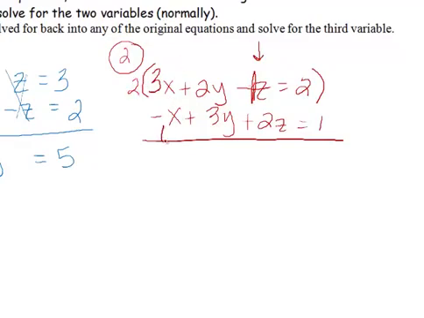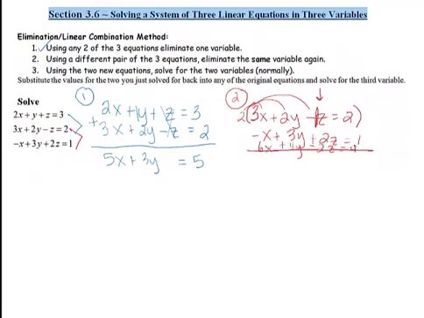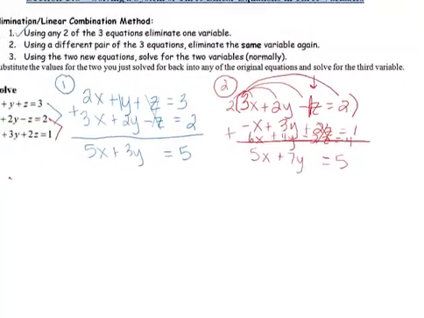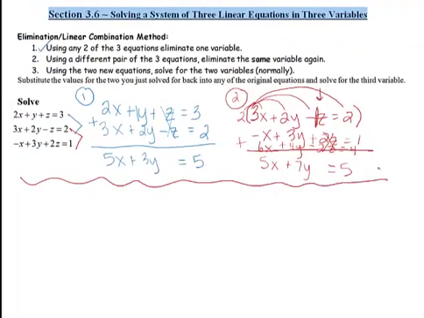And that will give me, I'm going to squeeze it in here. I probably should have written my line a little bit further down. 6x, 4y, negative 2z, and 4. 2 times 2 is 4. Alright, so I'm going to add these up, and I'm going to get 5x, 7y, these eliminate, and I get 5. Alright, now I'm going to do step 3.